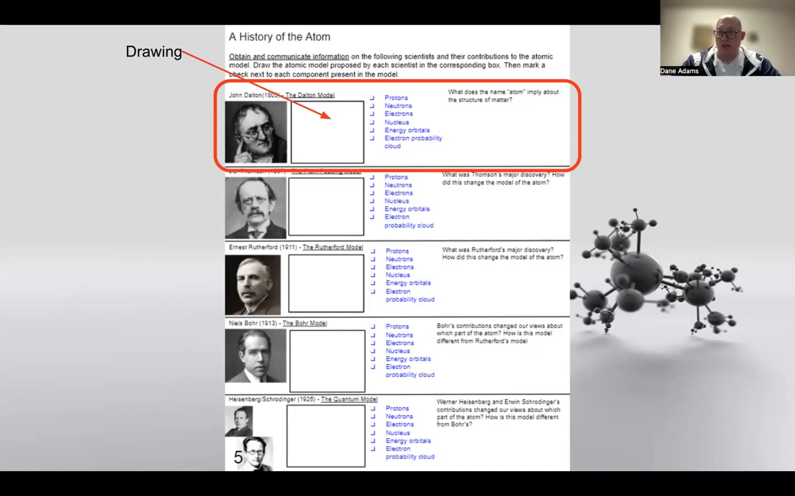I want you to take maybe 30 seconds. You can write down over here what the term atom implies, and then I want you to tell your partner, what do you think John Dalton imagines an atom looks like? Okay, take about 30 seconds. I'm going to get my iPad ready so I can draw.